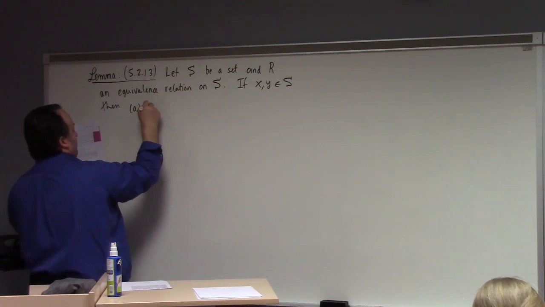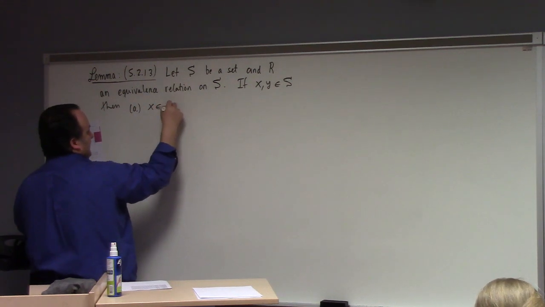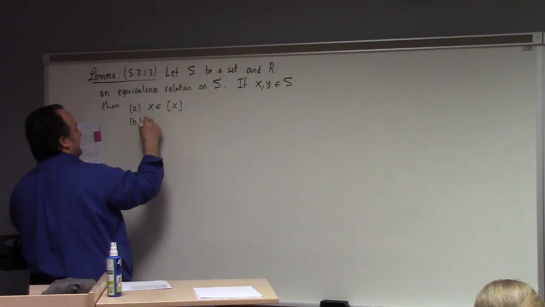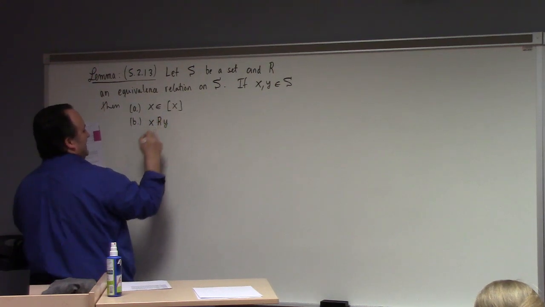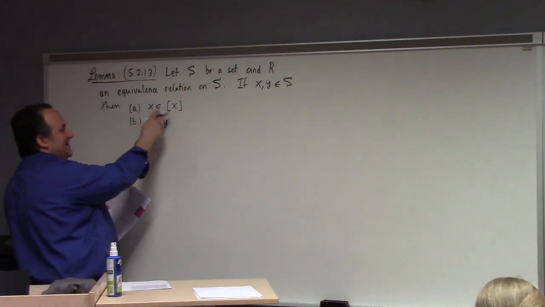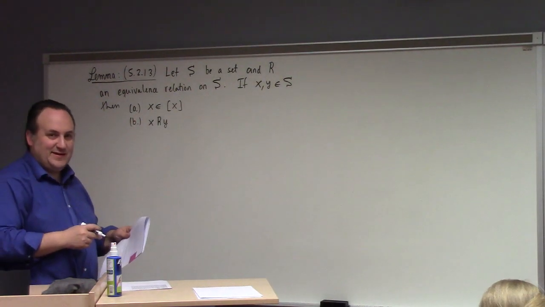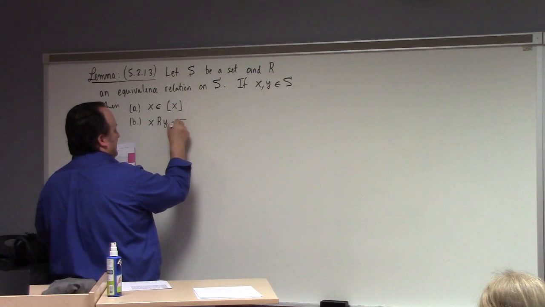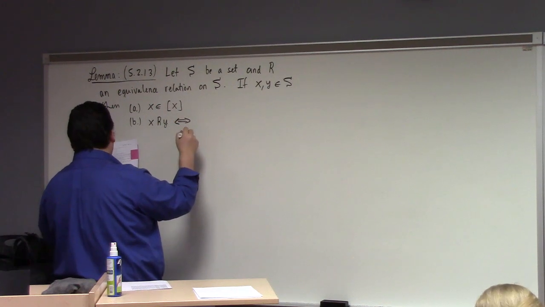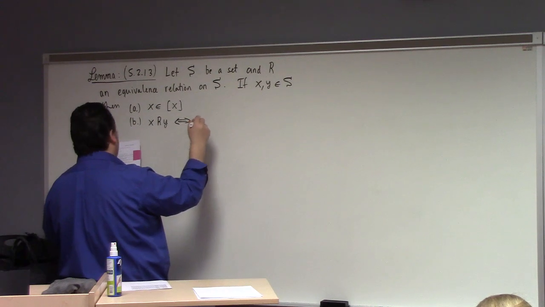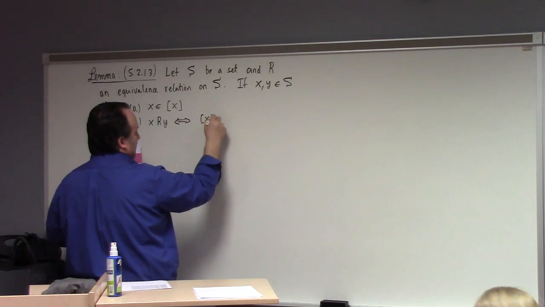Part A, X is an element of the equivalence class containing X, which I guess the terminology kind of begs the question, doesn't it? I called it the equivalence class containing X. If that's what I'm calling it, it better be the case that X is an element of it, right? Otherwise, it's a really bad label. But just because you call something a name doesn't make it so, right?